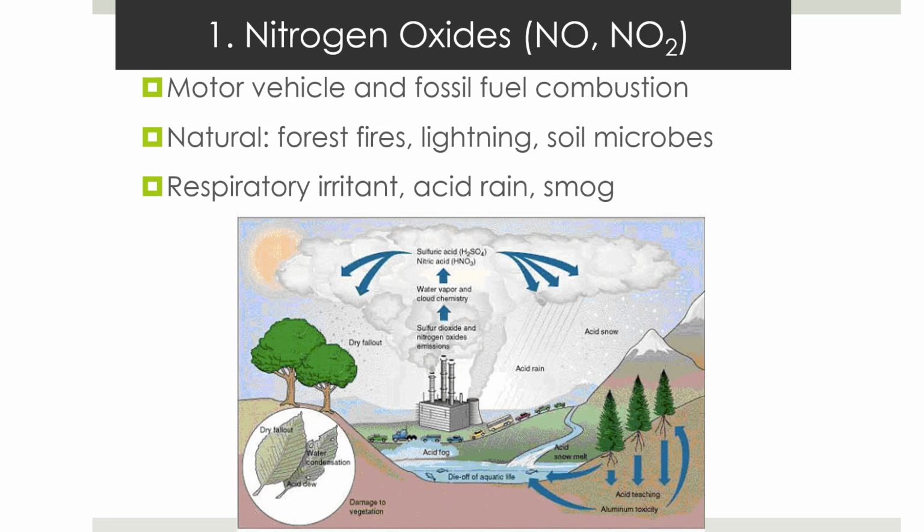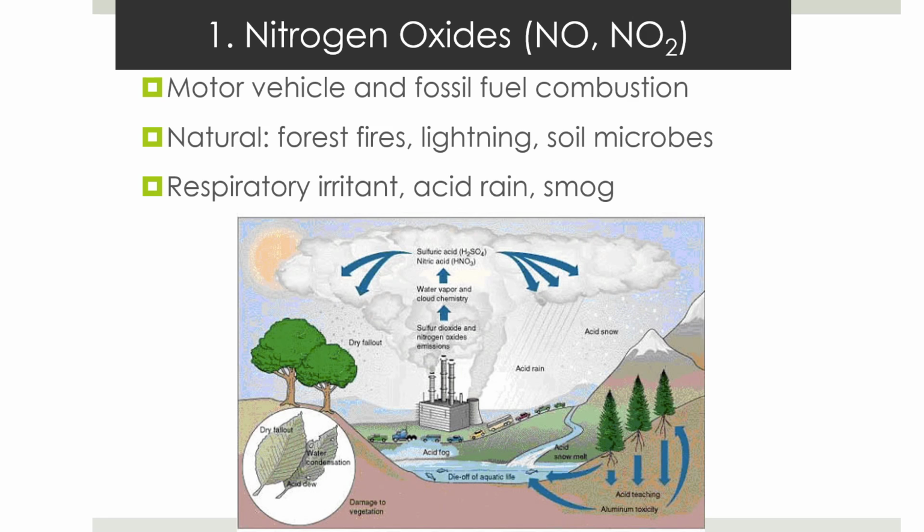We'll talk about them later as well, but nitrogen oxides would be nitrogen monoxide, nitrogen dioxide, and also dinitrogen monoxide, which we'll look at too. Nitrogen oxides come from vehicles and fossil fuel combustion. They can also come naturally from forest fires, lightning, and soil, if you remember nitrification when we talked about soil mechanics. The reason these are important is that they're respiratory irritants. They can also help to cause acid rain through the creation of nitric acid, and they are part of smog.